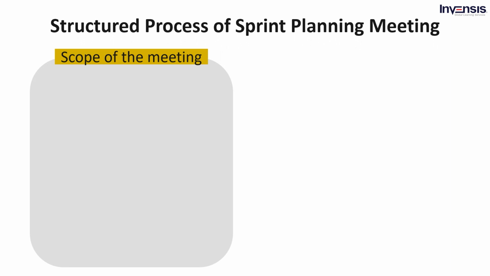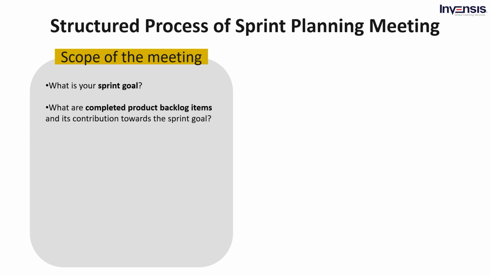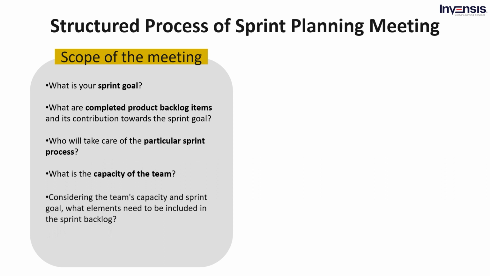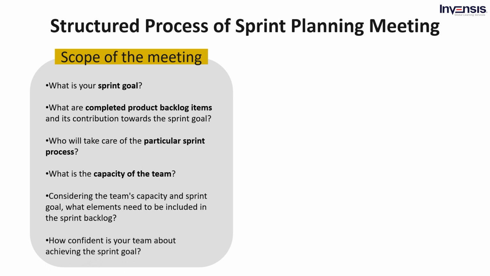Here are a few questions that could be considered for the meeting agenda. What is your sprint goal? This question can be used to filter out the product backlog items to be included in the sprint. What are the completed product backlog items and their contribution towards the sprint goal? Who will take care of the particular sprint process? What is the capacity of the team? Considering the team's capacity and sprint goal, what elements need to be included in the sprint backlog? How confident is your team about achieving the sprint goal?